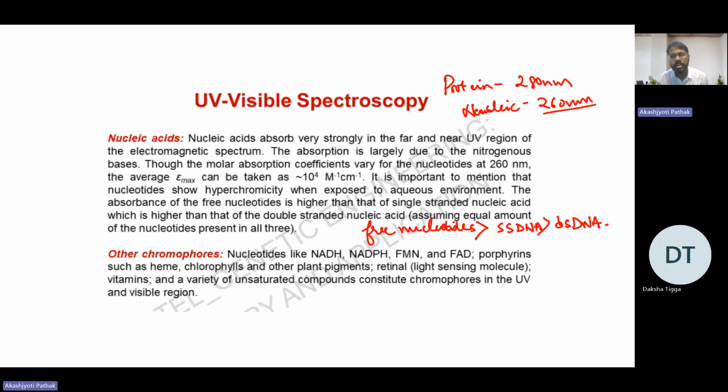There can be other chromophores present like NADH, NADPH, FMN, FAD, or there can be porphyrins such as heme, chlorophyll, plant pigment, and all these different chromophores also show particular absorption in the UV and visible region.